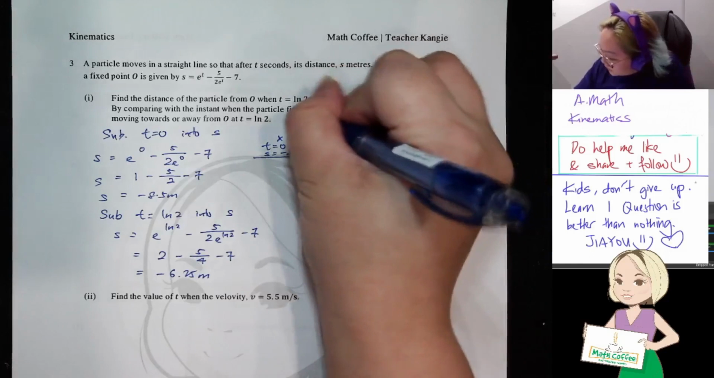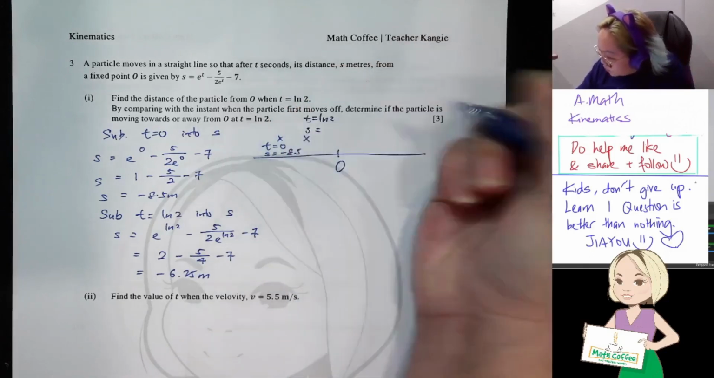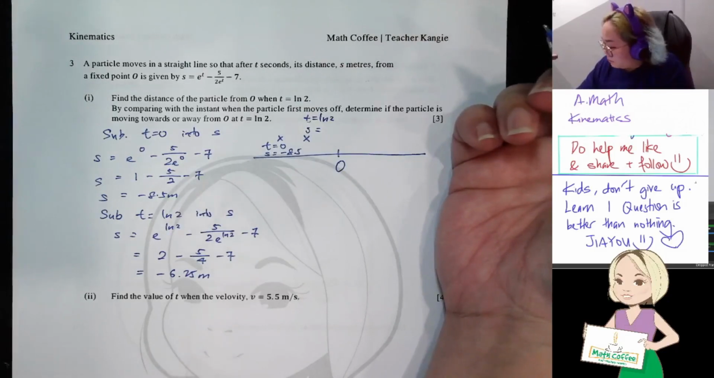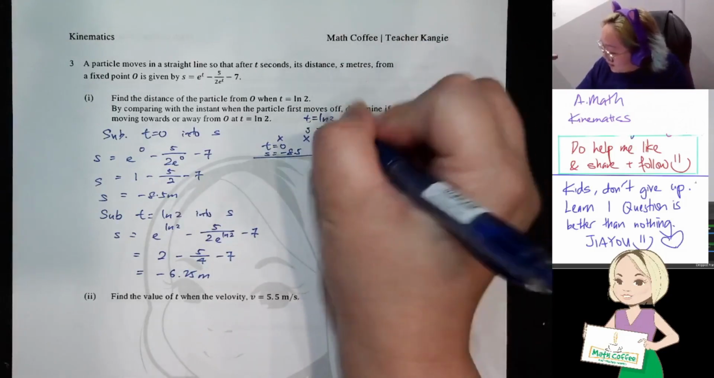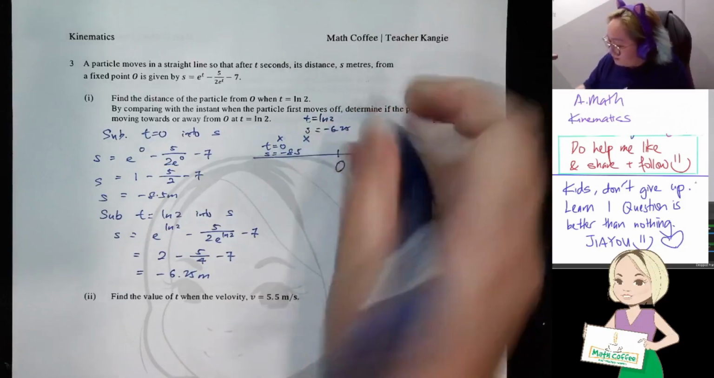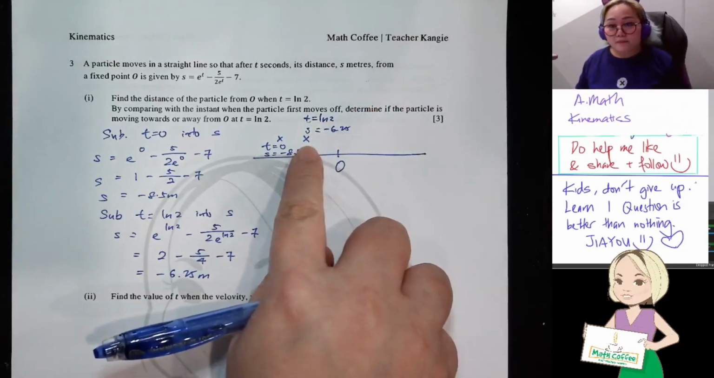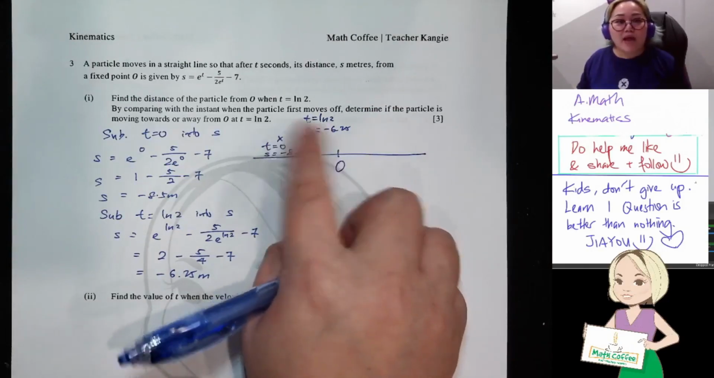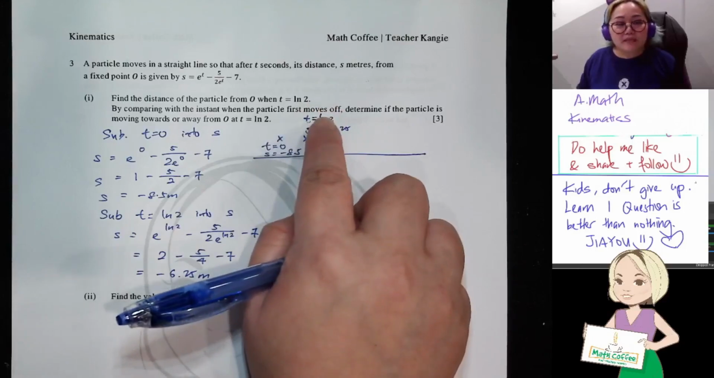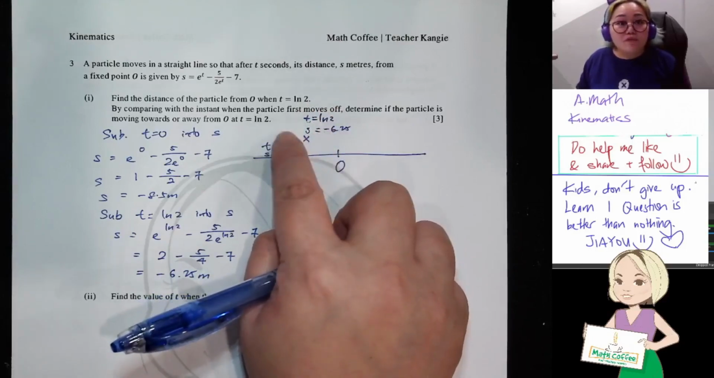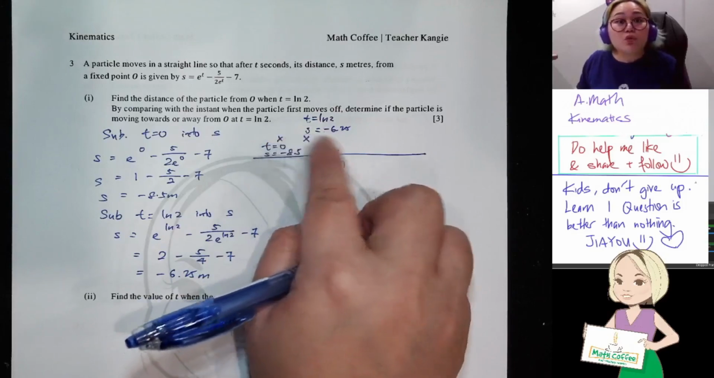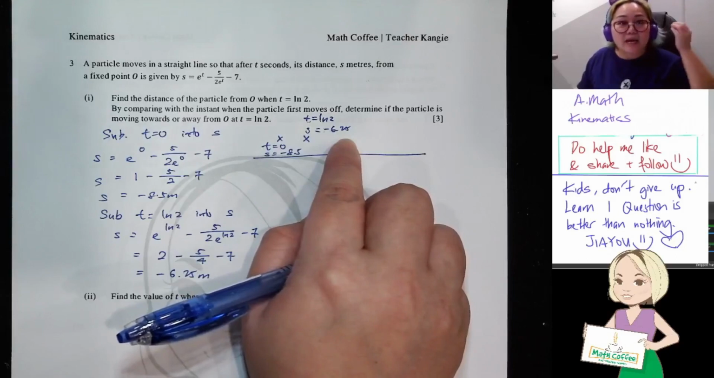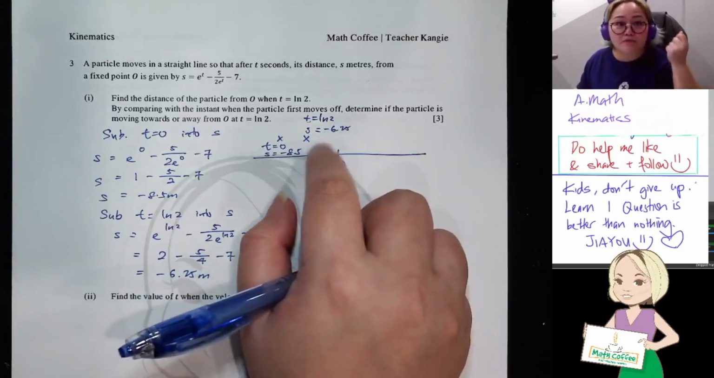Okay, so when t equals ln 2, my s is equal to negative 6.25. So it means that when t equals 0, I'm 8.5 behind. And then after some seconds, which is ln 2 seconds, I move forward, towards O. And I'm now nearer to O, but I'm still behind. I'm 6.25 behind my reference point.